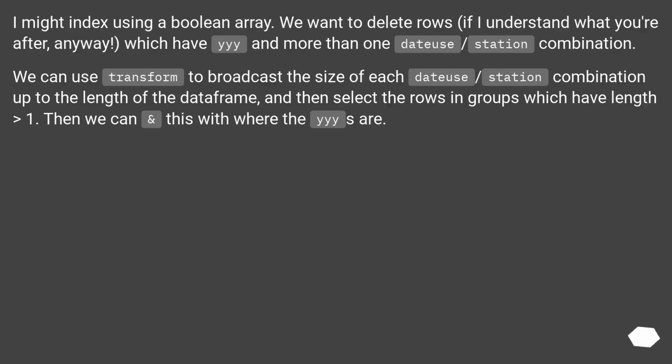I might index using a Boolean array. We want to delete rows, if I understand what you're after, anyway, which have yi and more than one day2/station combination. We can use transform to broadcast the size of each day2/station combination up to the length of the data frame, and then select the rows in groups which have length greater than 1. Then we can end this with where the yi's are.